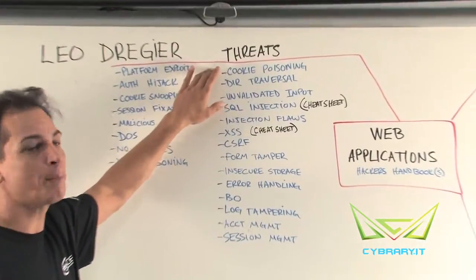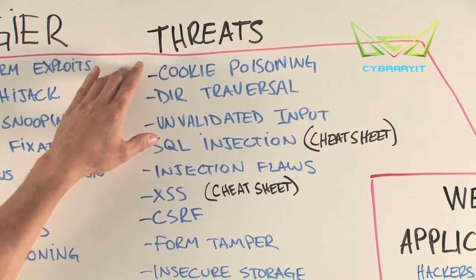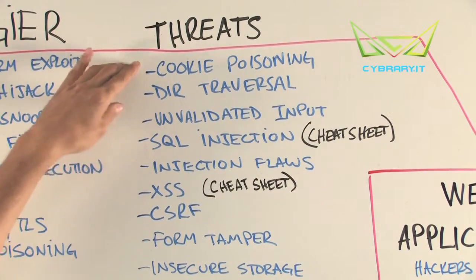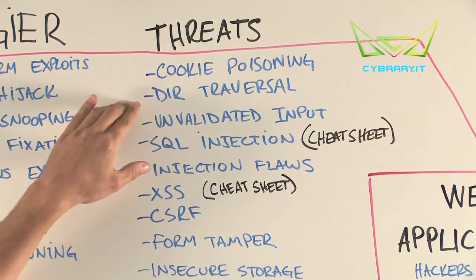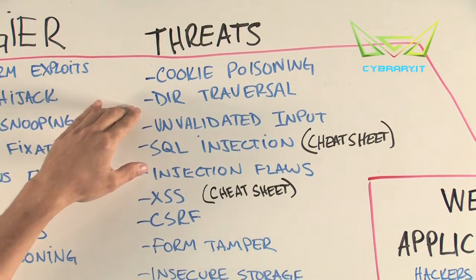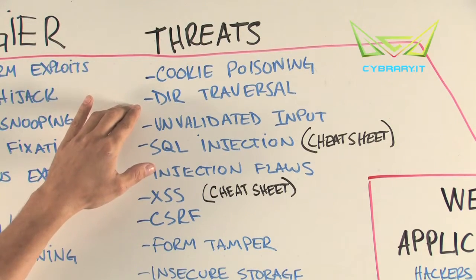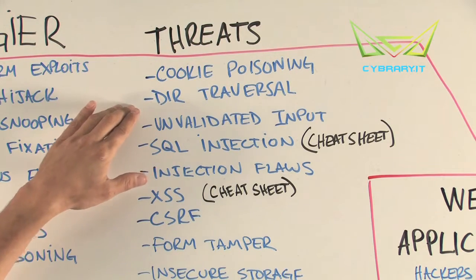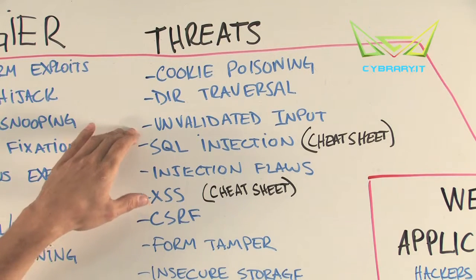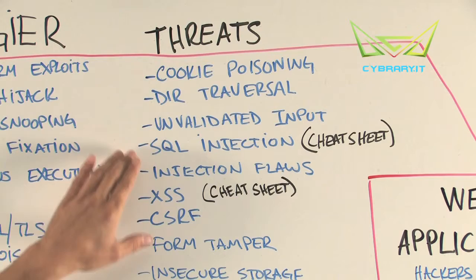Things like cookie poisoning. You know, web servers store little pieces of code on your client-side computer. Well, you can poison them. Directory traversal, navigating, predicting, and enumerating what the directories look like. Very easily, you can figure out if it's Unix-oriented or Apache versus Windows-oriented. Unvalidated input, okay? Can you just supply anything to the web server?